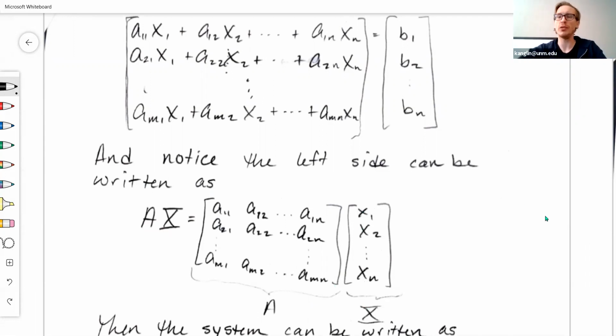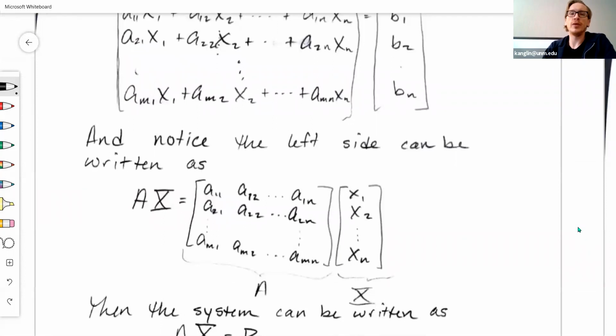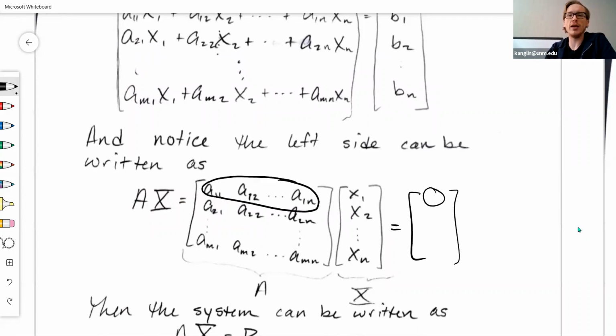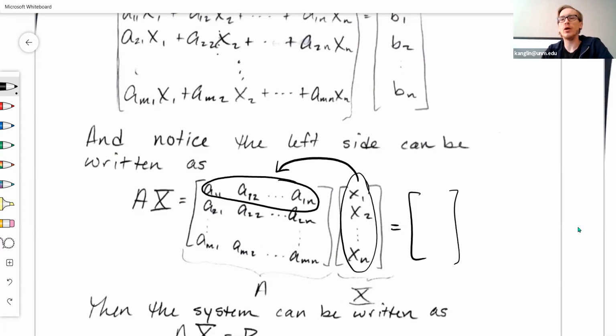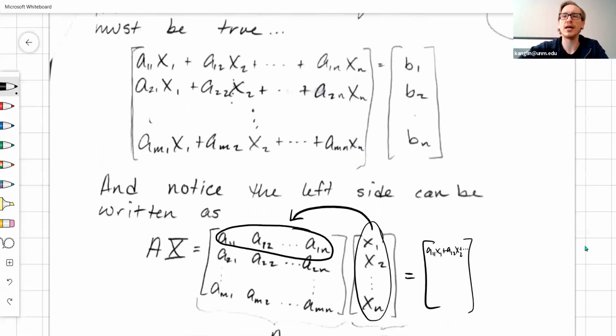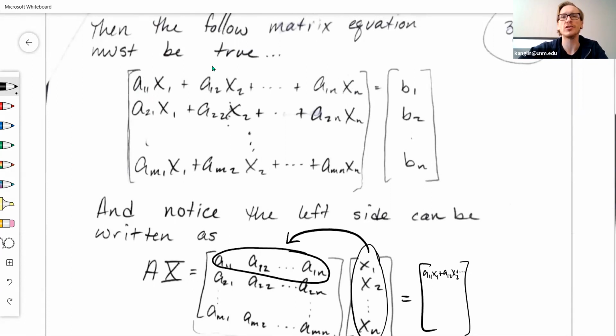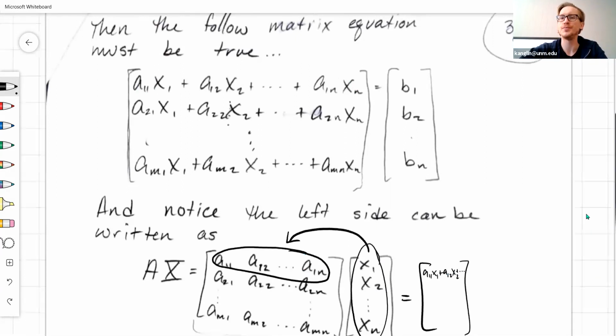Because think about how you would actually multiply A times X here to get the first entry of the result. You would take the first row of A, first column of X, and take a dot product, lay this guy over, multiply the corresponding pieces and add it up. So what would go here? A11X1 plus A12X2 and so on. But that's exactly what we had at the previous step. The first entry had that whole left side of that first equation, just by doing matrix multiplication on A times X.